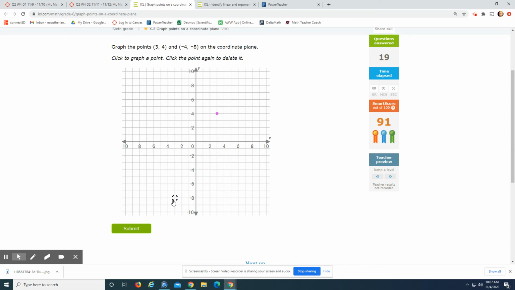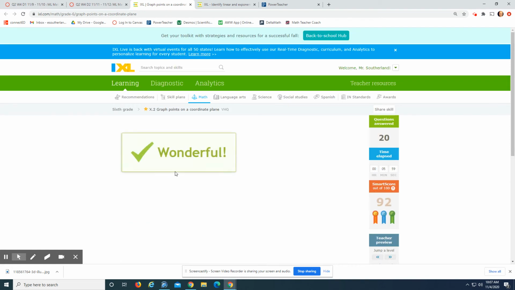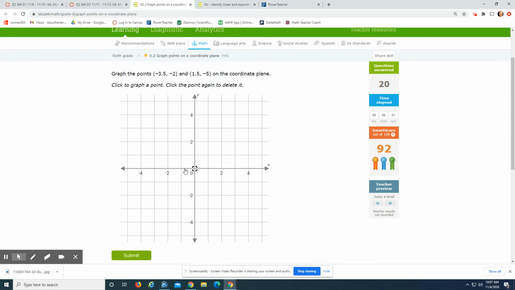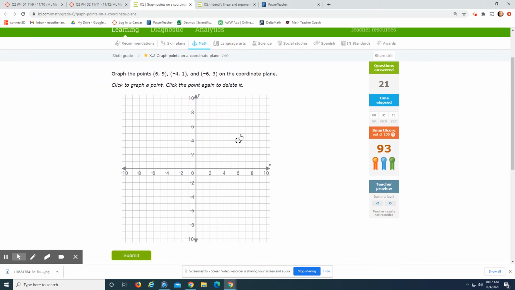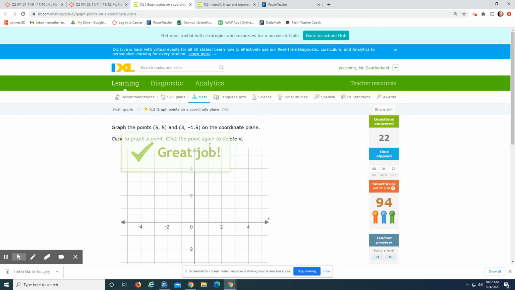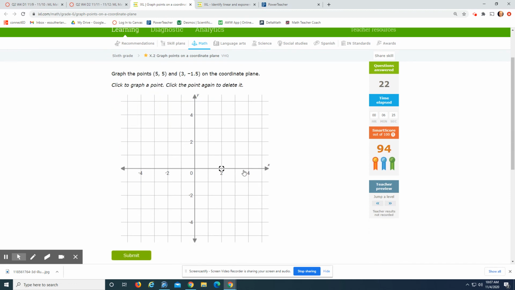-4, -8 is there. -3.5 would be over to -3. Just past it is -3.5. Go down to 2. 1.5 would be there. -5 is all the way here. 6, and then up to 9. -4 is here, up to 1. -6 is here, up to 3. 5's here, 5's there. So 3 would be here. -1.5 would be down to 1. Just past it would be 0.5.